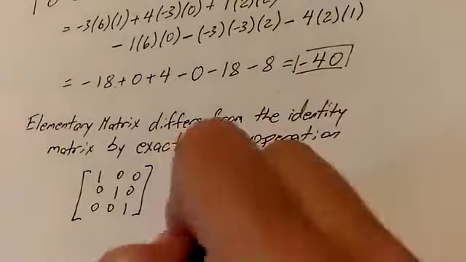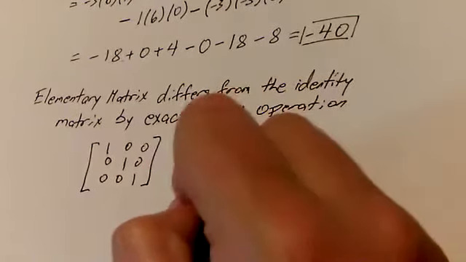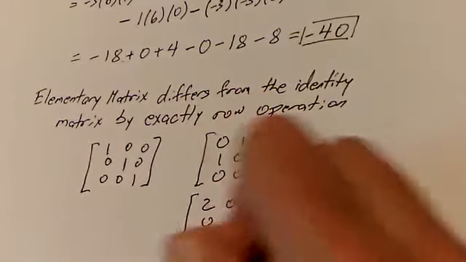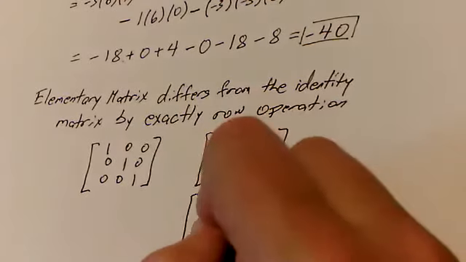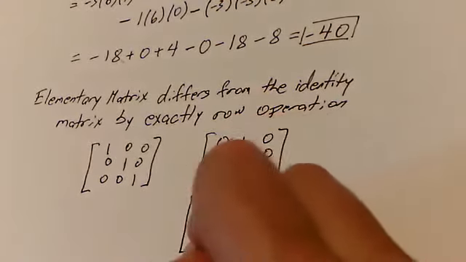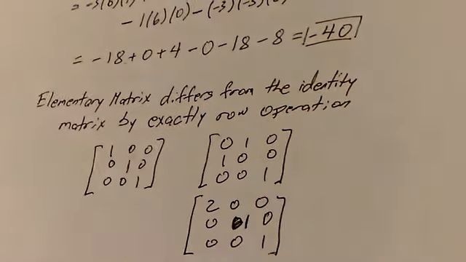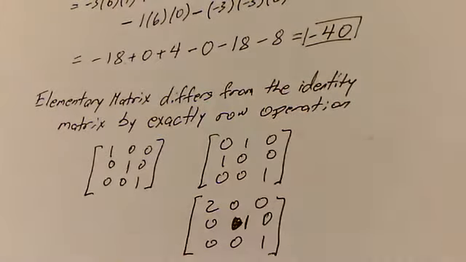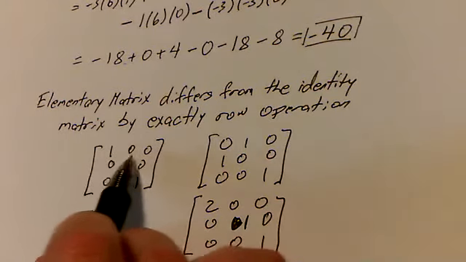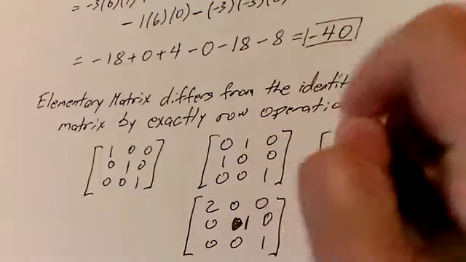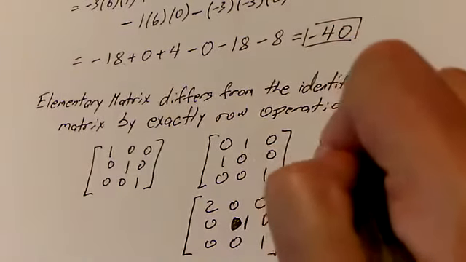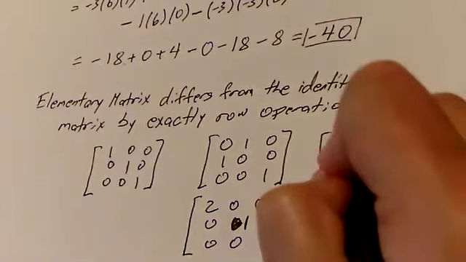I could scale one of the rows. Maybe I do 2, 0, 0, 0, 1, 0, and 0, 0, 1. I merged rows 2 and 3 together there and did mess it up. I could just scale row 1 and I'm back to the identity. I could also do a replacement operation. I could say take 2 copies of row 1 and add it to row 2, and I would get something like 1, 0, 0, 2, 1, 0, 0, 0, 1.